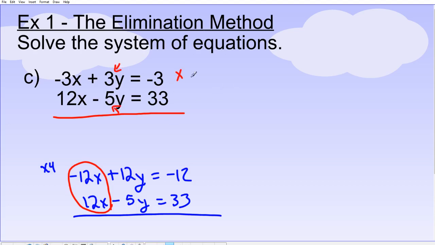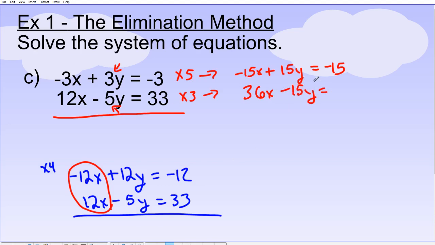If I multiply this top equation by 5 and the bottom equation by 3, check out what this would look like. In my head, I'm doing negative 3 times 5 is negative 15x plus a positive 15y equals negative 3 times 5 is negative 15. I made that piece a 15. Now, on the bottom, if I multiply everything by 3, I get 36x minus 15y equals 99.